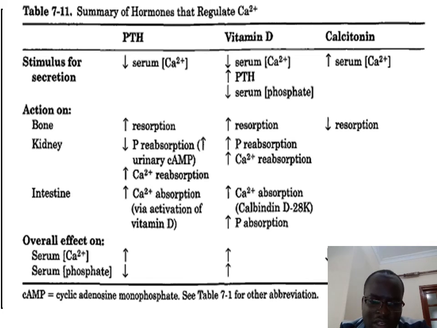Hence, the serum phosphate levels are going to reduce because much of these phosphates will be excreted in the urine, which makes sense. Now the effect of vitamin D, the active form of vitamin D.